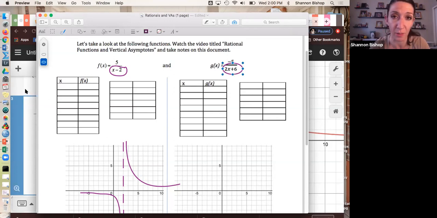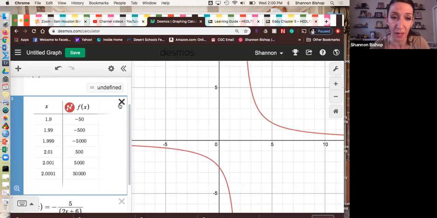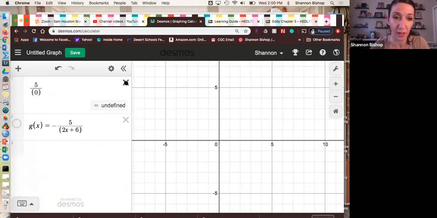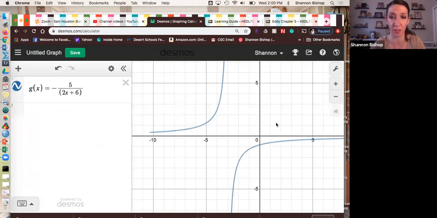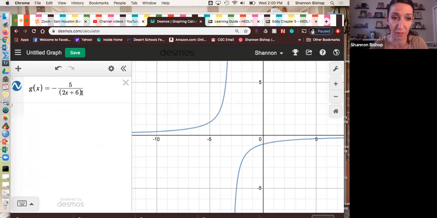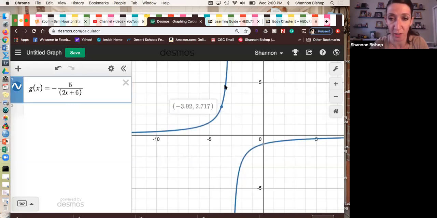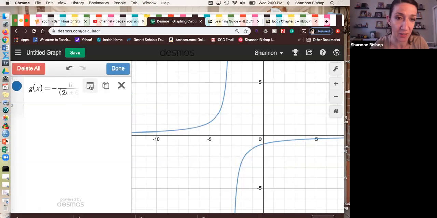Let's go to our Desmos. I'm going to X out my old one, and here's my new one. Feel free to type that in your Desmos: g of x equals -5 divided by the quantity 2x plus 6. You can already see on graph paper that once again, there are 2 branches. We call these branches. There are 2 sections to this graph. Notice they are broken apart again, but where are they broken apart? Let's hit this little wrench right here and do a table.